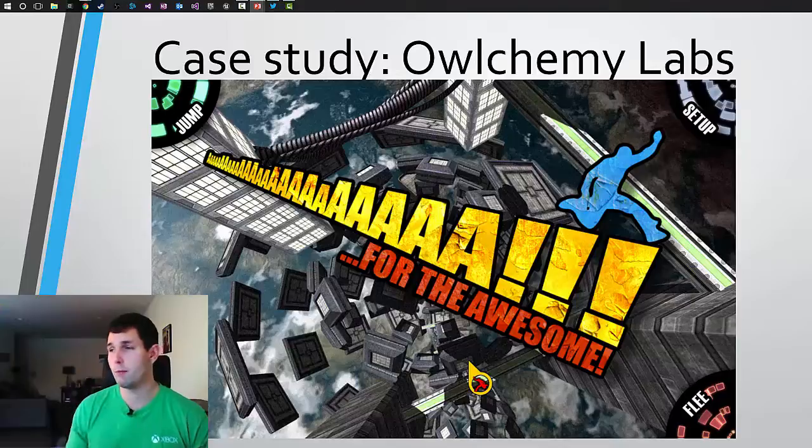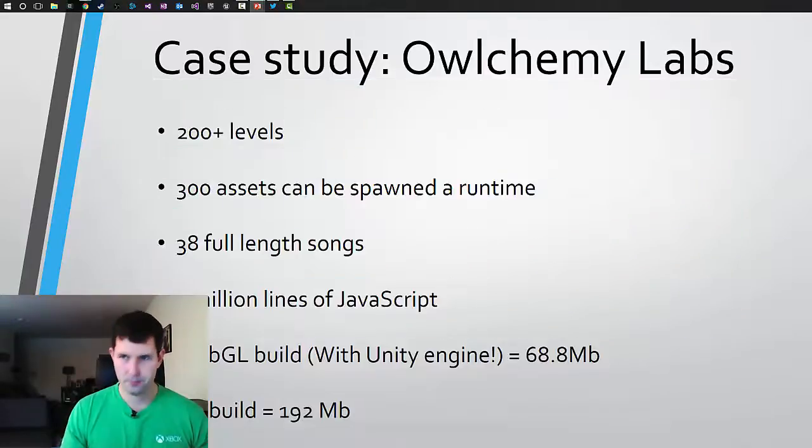In fact, they put together a post-mortem on Gamasutra, which is a game development blog. Using the pre-alpha version of the WebGL exporter in June of 2014, they were able to take all of their C# code and turn it into one JavaScript file, which had more than 1 million lines of JavaScript. So in total, there were more than 200 levels and at least 300 assets, which could all be spawned at runtime. There are 38 full-length audio tracks or songs, more than 1 million lines of JavaScript, which is absolutely insane to imagine running inside the browser.